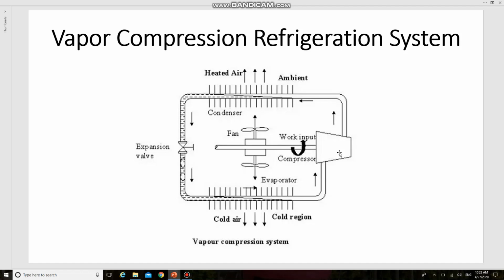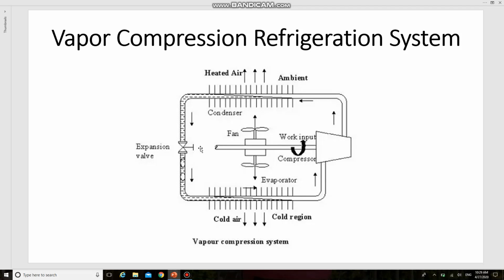Hence, when the high pressure, high temperature refrigerant flows through the condenser, condensation of the vapor into liquid takes place by the heat rejection to the heat sink. To complete the cycle, the high pressure liquid is made to flow through the expansion valve. In the expansion valve, the pressure and the temperature of the refrigerant decrease.